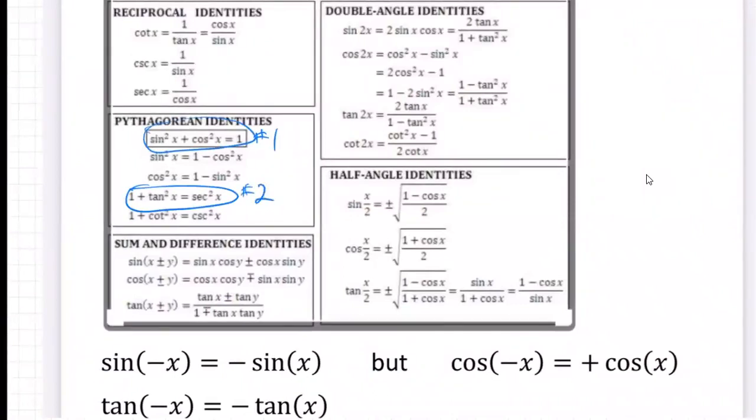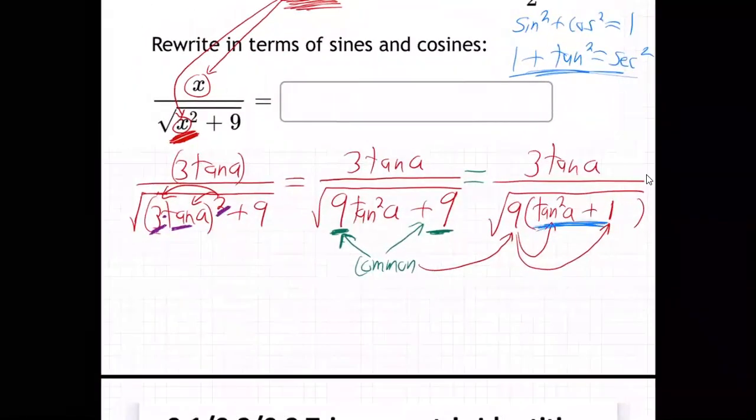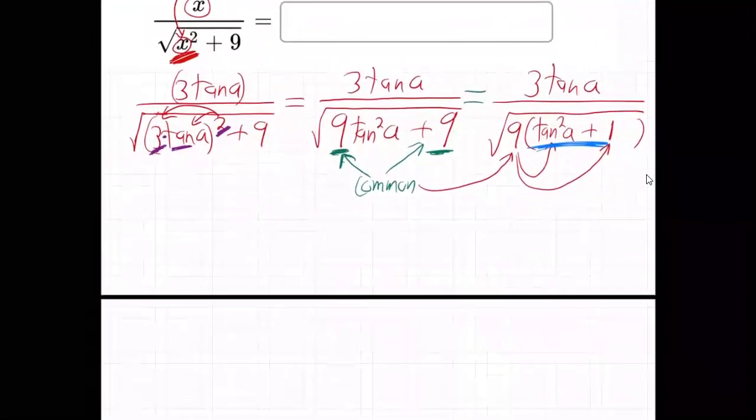It'll come up a whole bunch in this section. 1 plus tangent squared is secant squared. So let's get back to it. Right here, there, do you see it? 1 plus tangent. It doesn't matter whether the 1 comes in the front or the back. That's 1 plus tangent squared. So that has to jump off the page for you when you see that. You go, oh, there it is.